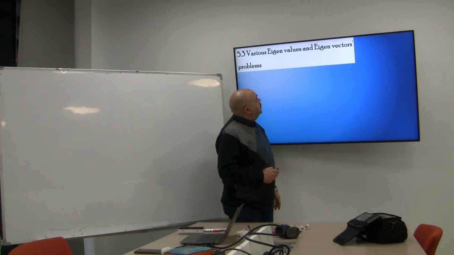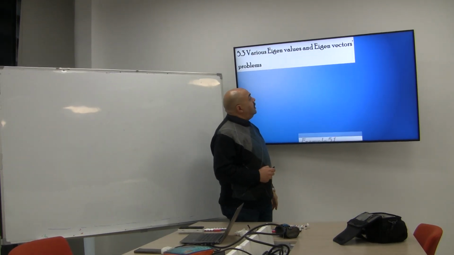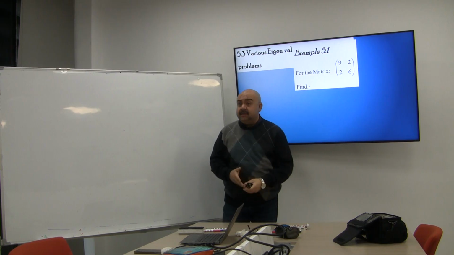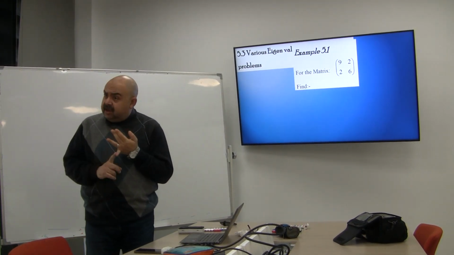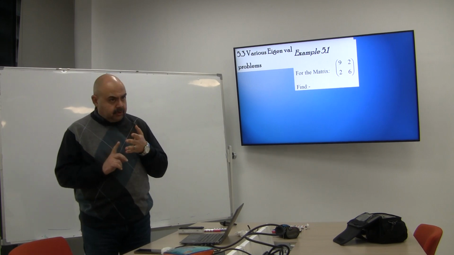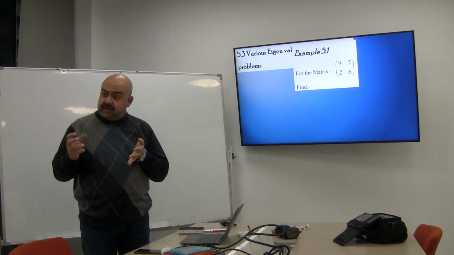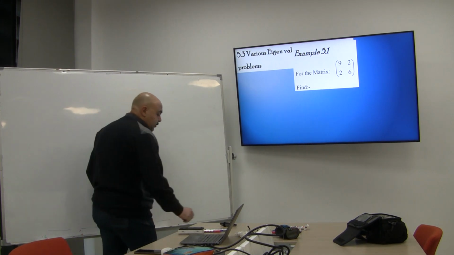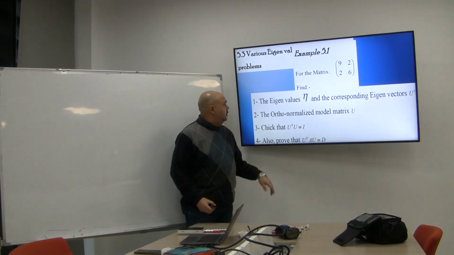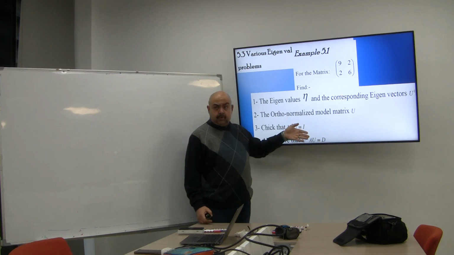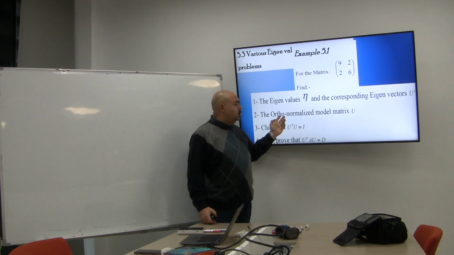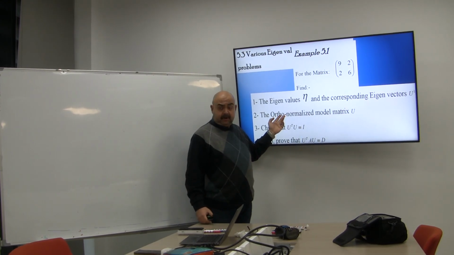Let's cut all these details and take a simple problem, just to go through the main steps of how to evaluate the eigenvalues and the corresponding eigenvectors. If I get them, I can get what's called an orthonormalized matrix. So if I got eta, the eigenvalues, and the corresponding vectors, I can get the orthonormalized modal matrix. I call it this way in my book, in this part.